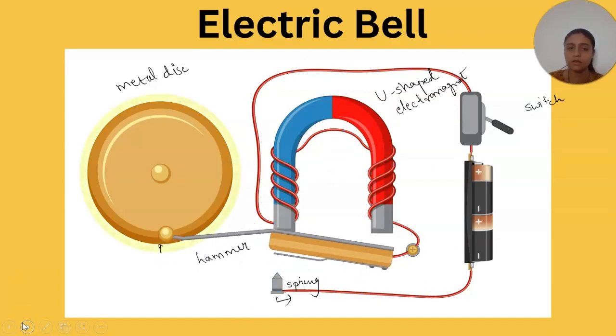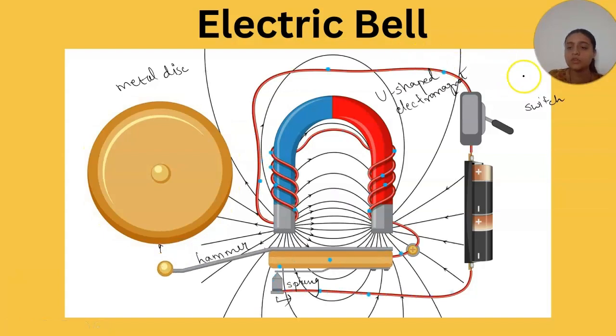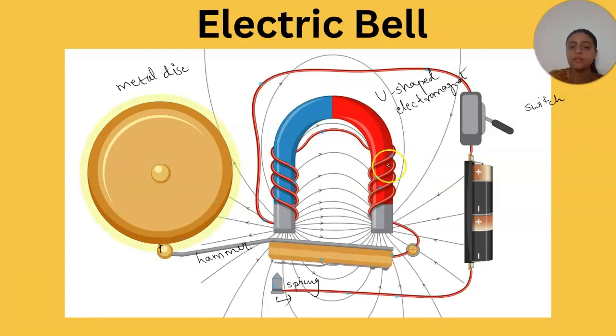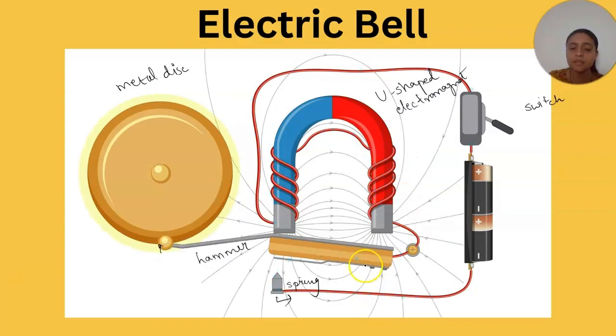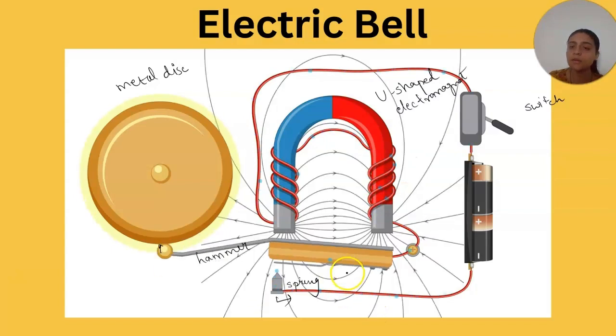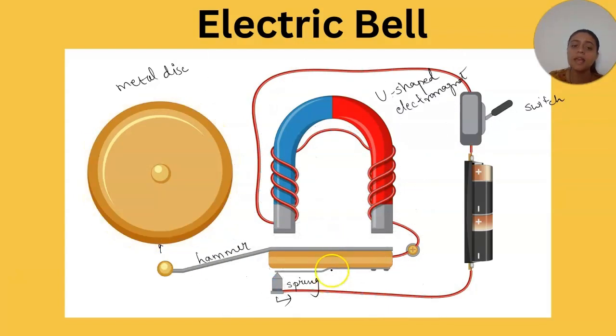All right, can you see that? As the switch is turned on, a magnetic field is produced, and this keeps going up, and the hammer keeps striking again and again. And why is it coming back? Because the spring is popping up, and again it goes up and down. Okay, so in this way the electric bell works on the principle of the electromagnet.